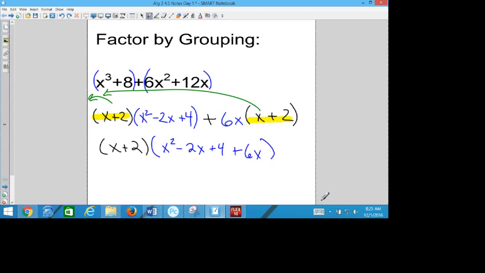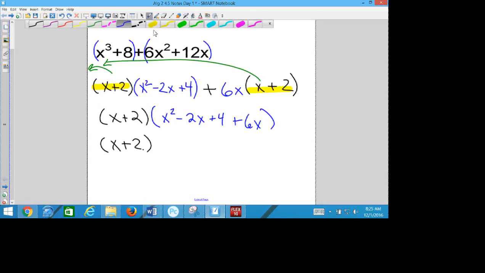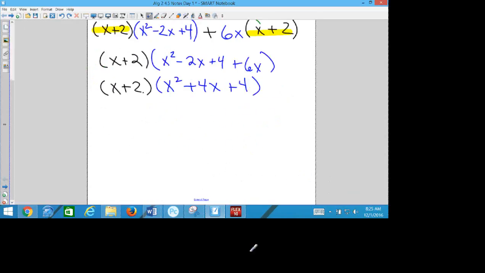Now, does anything simplify? Yeah. Combine some like terms in the blue parenthesis. So x squared plus 4x plus 4. Can that trinomial be factored by guess and check? Yes. All right, so if you haven't done it yet, don't yell it out. Factor that trinomial by guess and check.